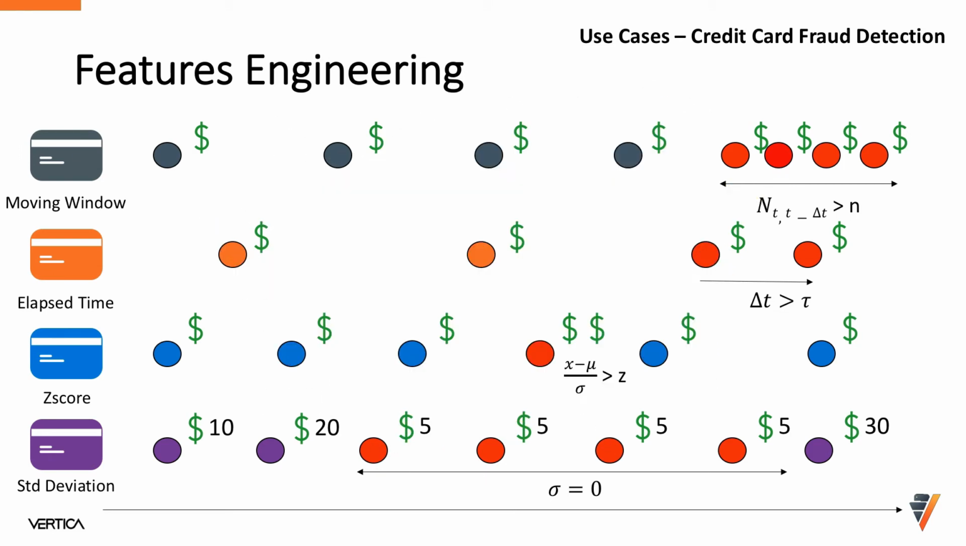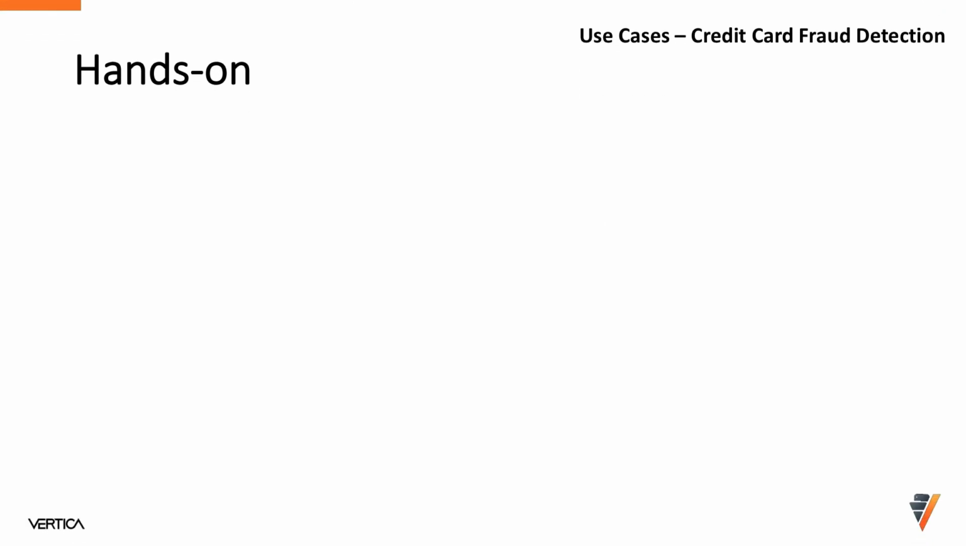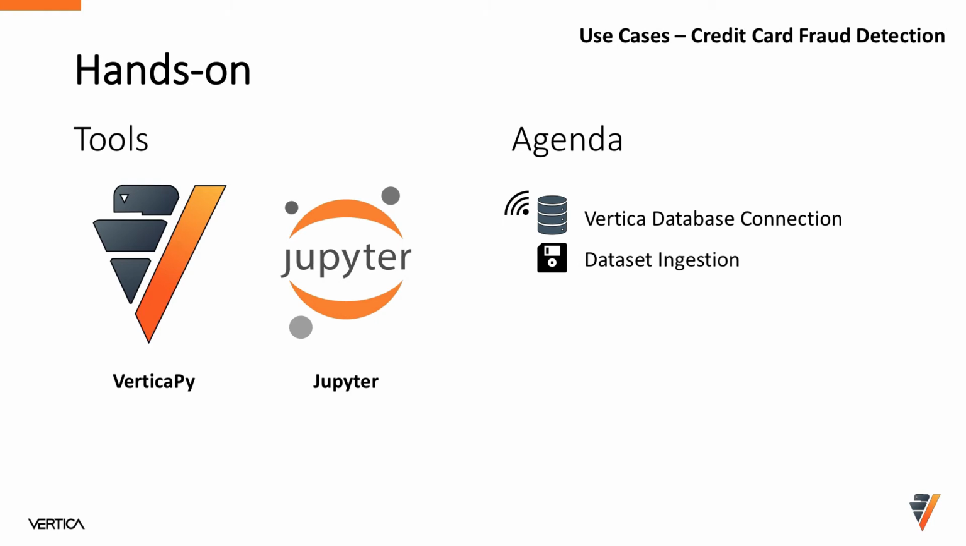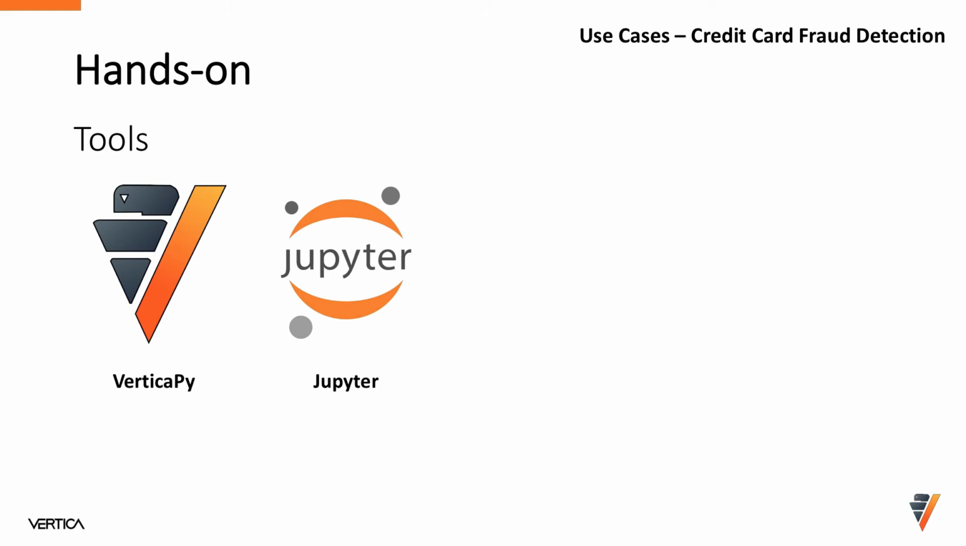To understand the use case more deeply, it is important to do some hands-on. We will use Jupyter and VerticaPy to create a credit card fraud model. We will see how: creating a database connection, ingesting a dataset, preparing relevant features, creating a machine learning model and evaluating it. Let's go.